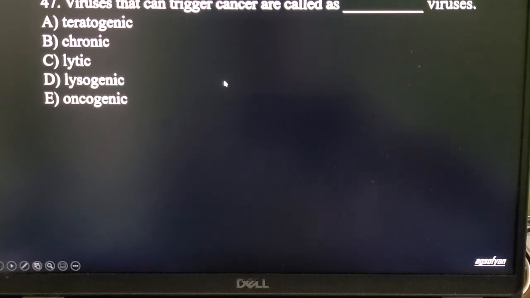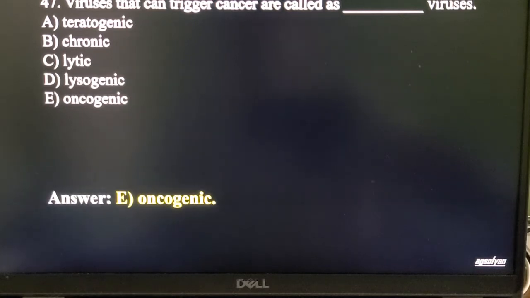Viruses that trigger cancer are called blank viruses. A, teratogenic. B, chronic. C, lytic. D, lysogenic. And E, oncogenic. Choose your answer. Yes, the answer will be oncogenic. Onco means tumor or cancer. So a virus that triggers tumor or cancer is called an oncogenic virus.